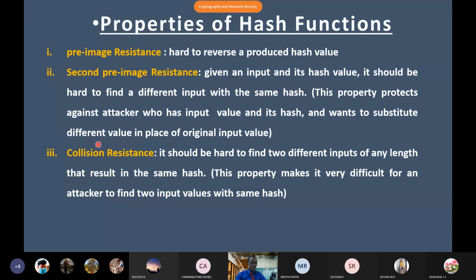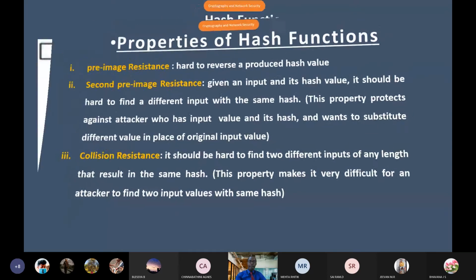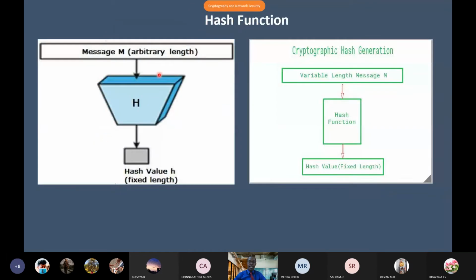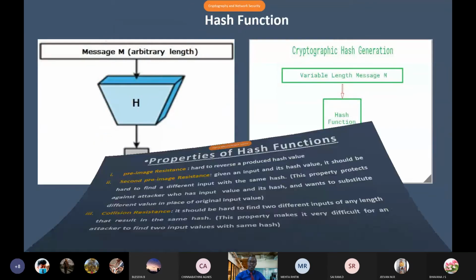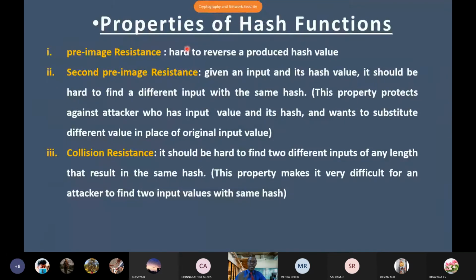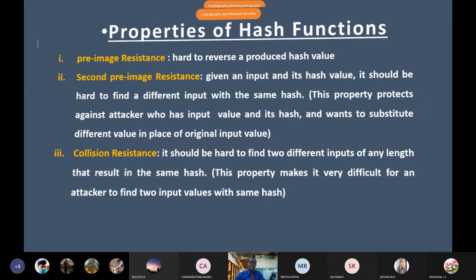All right. And this is what we have seen for this hash. These are the 3 properties: pre-image, second pre-image, and collision resistance. And remember, this is an introduction. This is the foundation of what we shall see in the upcoming units, in Unit 4. All right, so these are the hash functions.